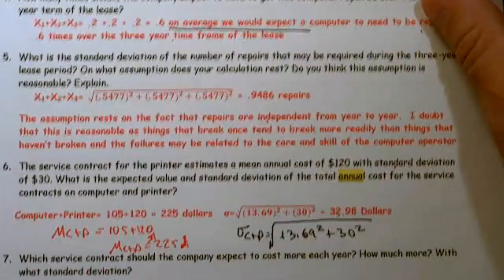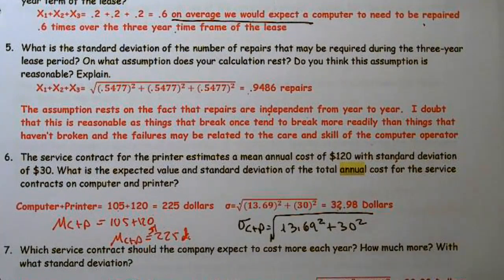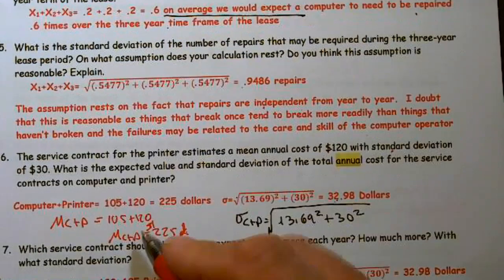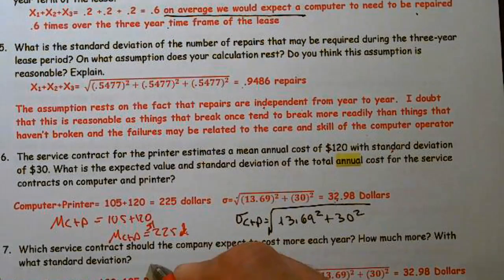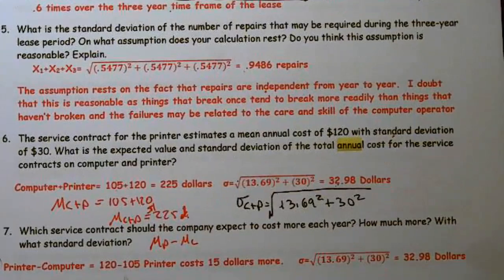Finally, it says, which service contract should the company expect to pay more? Well, they're going to say, all right, that means you're going to subtract them and say which one you expect to pay more and with what standard deviation. Well, for means, basically they're saying we're going to have the mean of the printer minus the mean of the computer. And I can subtract directly, and it's like, okay, the printer is $120 and the computer $105. So we expect to pay $15 more for the printer, and we subtract directly.